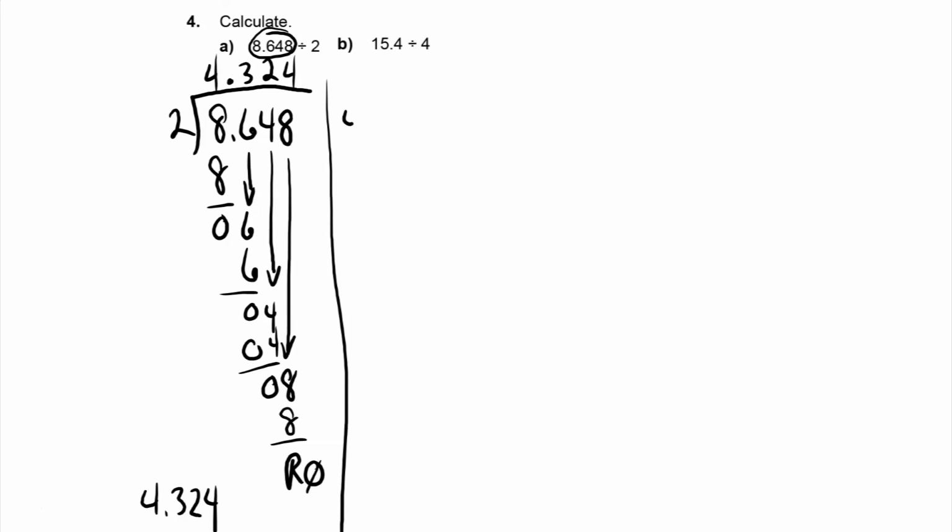You could have also done that same question by simply dividing each of those pieces in half. So half of 8 is 4, half of 6 is 3, half of 4 is 2, and half of 8, of course, is 4. So it gets us the same number just by going through and doing them one piece at a time.